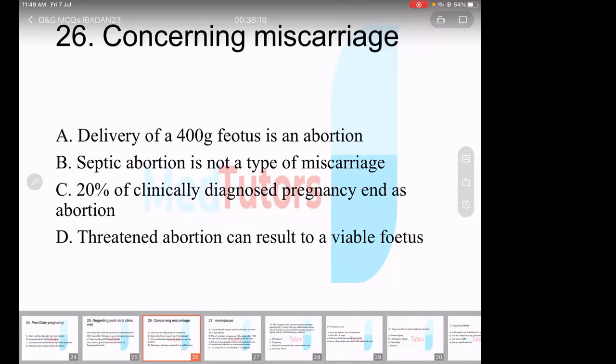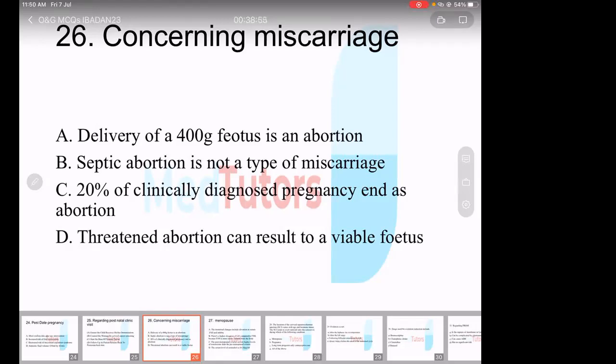So here too, you are to figure out. The thing with these questions is they are very tricky. You have to figure out an odd option. And then the odd option might be the only correct option, or it might be the only wrong option. So you have to analyze the question. And by analyzing the question, you also have to utilize your time very well. So delivery of a 400 gram fetus is an abortus. Of course, the delivery of a conceptus of less than 500 grams is an abortus. So we know that A is a correct option.